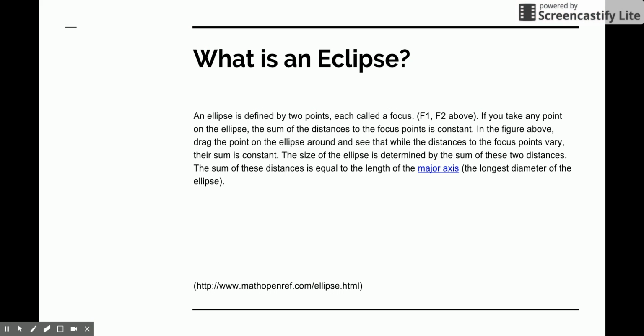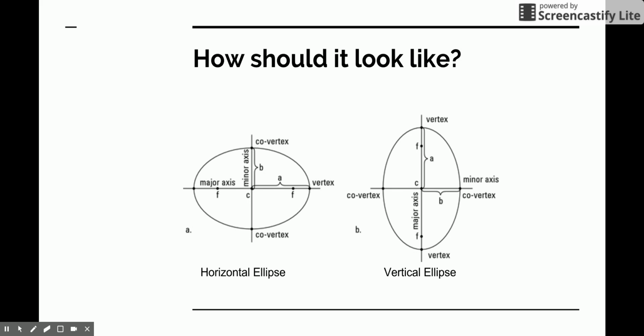Okay, so what is an ellipse? I don't really want to read this definition, but an ellipse to me is more like the orbit the planets go around, and it's pretty much a football. Well, how should it look? There's a horizontal ellipse and a vertical ellipse. The horizontal ellipse, the only thing you should know is that the a is on the x-axis, while on the vertical ellipse, the a is on the y-axis.